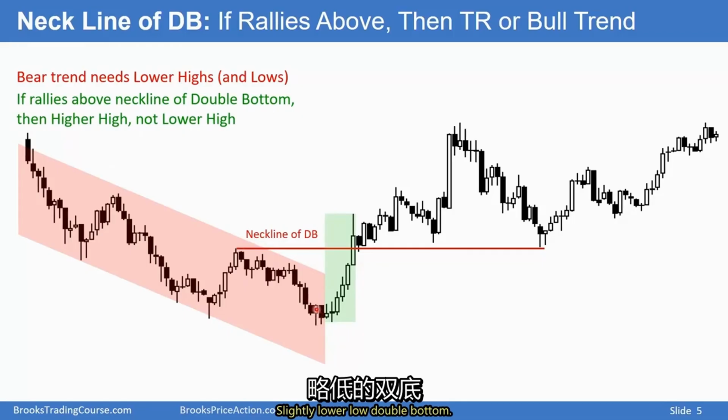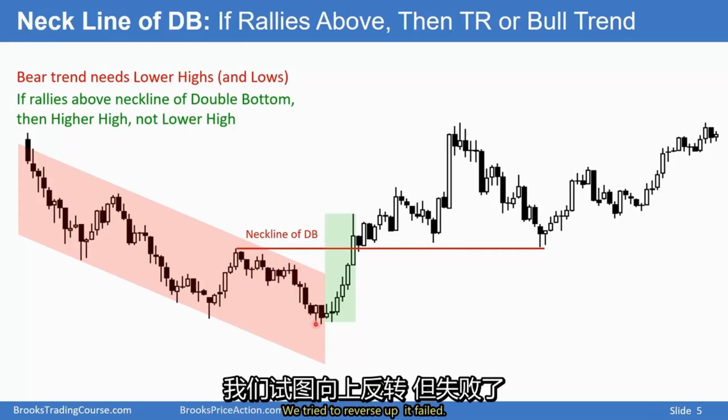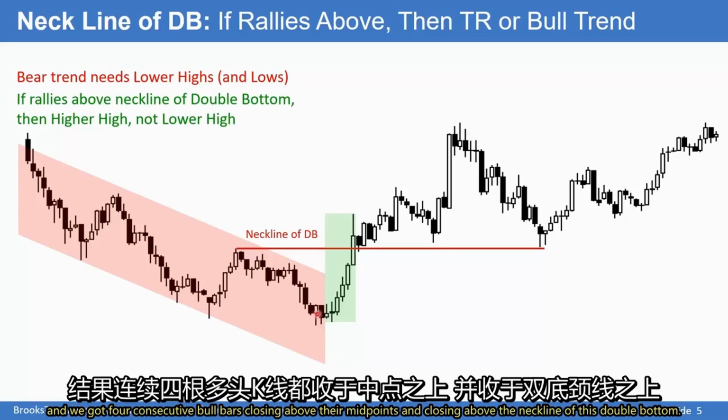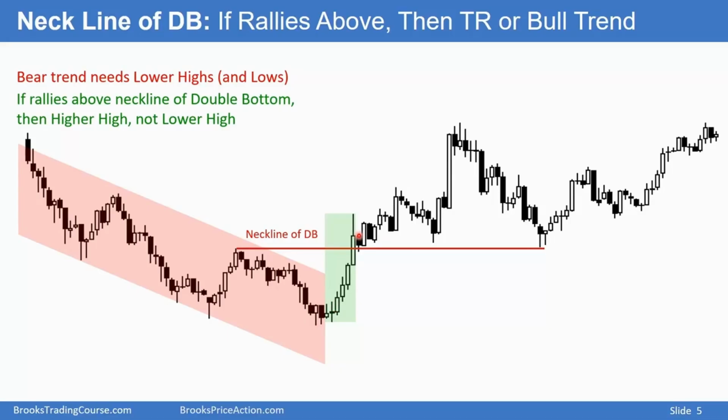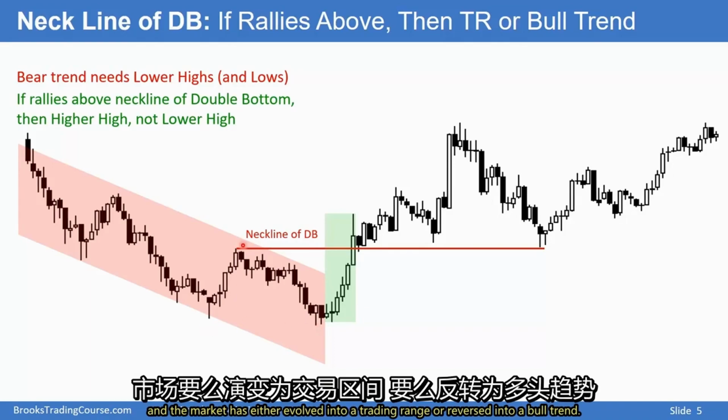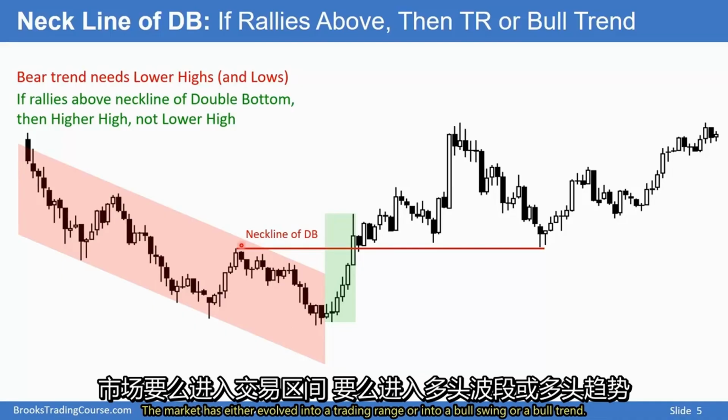We tried to sell off, a fairly decent sell-off, yet we double bottomed here, slightly lower low double bottom. We tried to reverse up, it failed. We tried to reverse up a second time, and we got 4 consecutive bull bars closing above their midpoints and closing above the neckline of this double bottom. That means most traders conclude that the bear trend has ended and the market has either evolved into a trading range or into a bull swing or a bull trend.